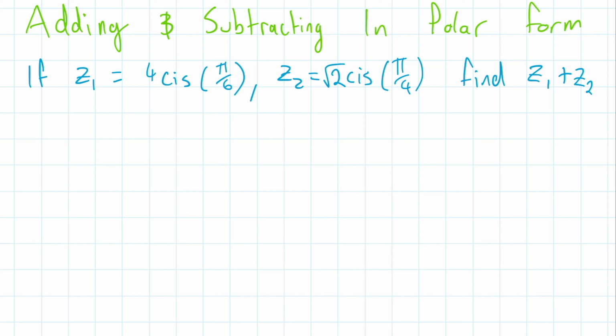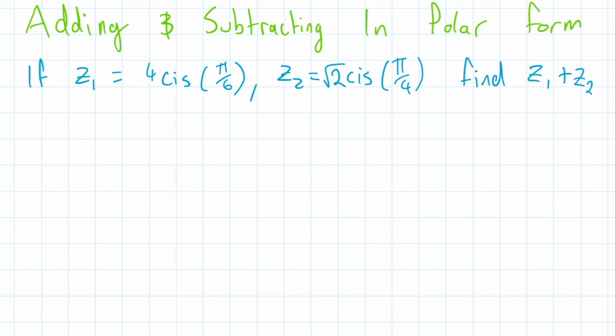So the first question here is, if z1 is equal to 4 cis pi on 6 and z2 is equal to root 2 cis pi on 4, find z1 plus z2. Now, unfortunately, there is no easy way to add two numbers in polar form. In fact, to add or subtract numbers in polar form, we actually have to convert these back to Cartesian form first. Then we can simply add or subtract the real components and add or subtract the imaginary components.